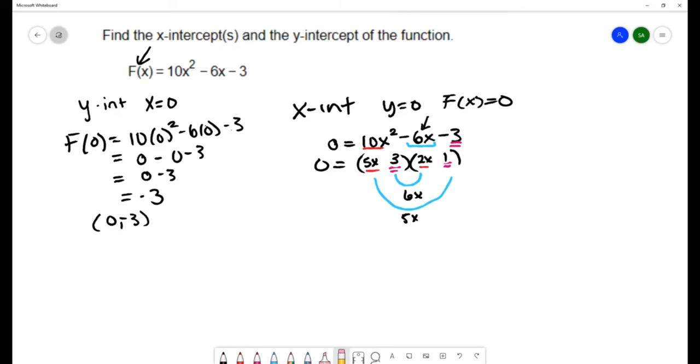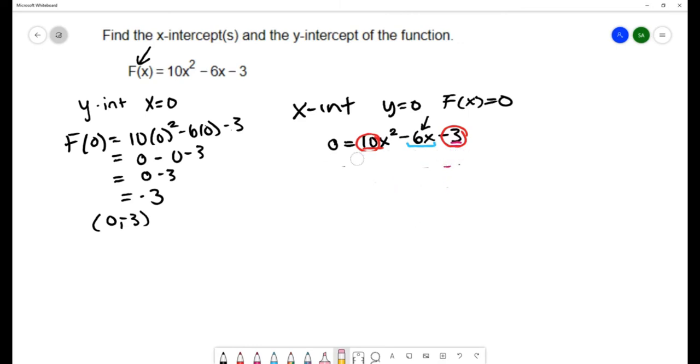So I'm going to try one more time. I'm going to move this 3 to over here. 3 and 1. We're going to multiply the inside and the outside. That gives 2x and 15x. 2x and 15x can't be added to reach that middle term. So what I've done is I've tried every possible combination of factors of 10 and factors of 3 in order to create a factorization of this quadratic, but it doesn't work. So that means that factoring can't be used to solve this quadratic.